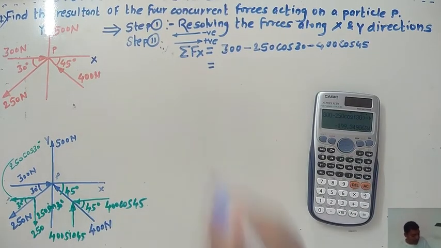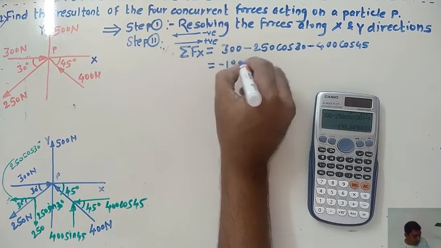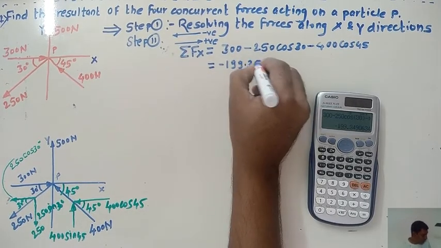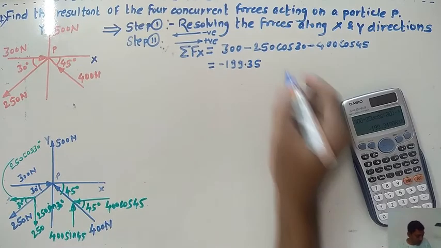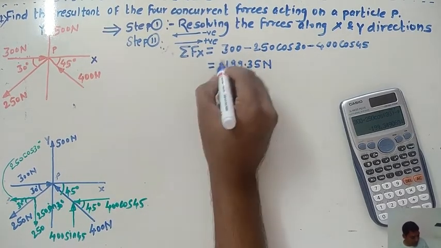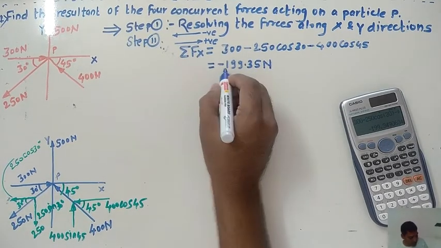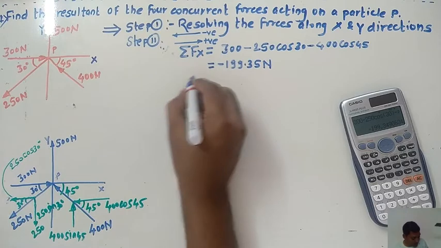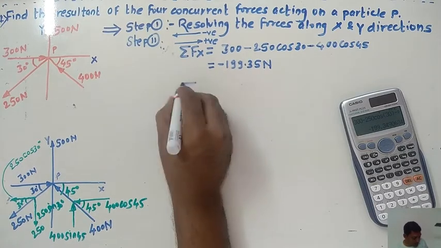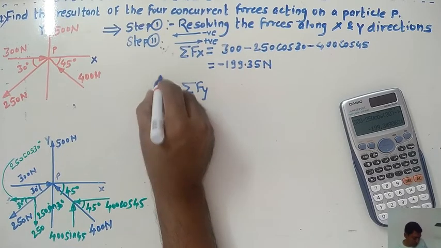So we get the value for this as minus 199.35 Newton. Just keep this minus sign as it is here. Here we get the value for this one, summation of Fx. Now move towards the next step. What is the next step? Summation of Fy, by considering this sign convention.